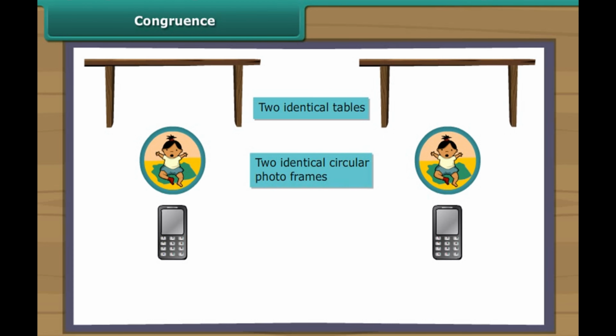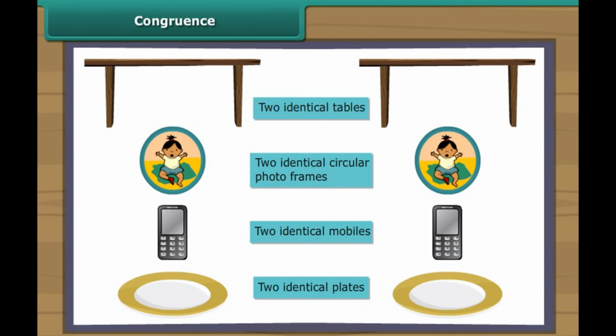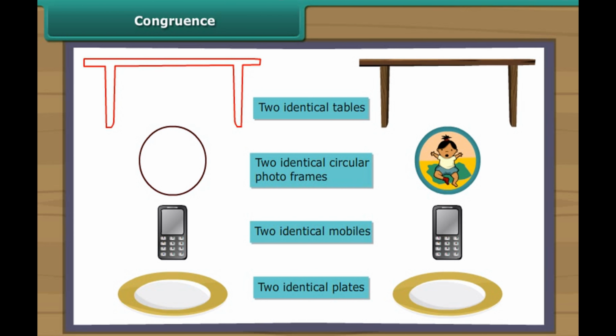Congruence. Look at these objects. What strikes you about them? Yes, you are right. They are identical. Let us look at some more identical objects. We will now perform an activity with these objects. First, we draw their outlines and then remove the objects.